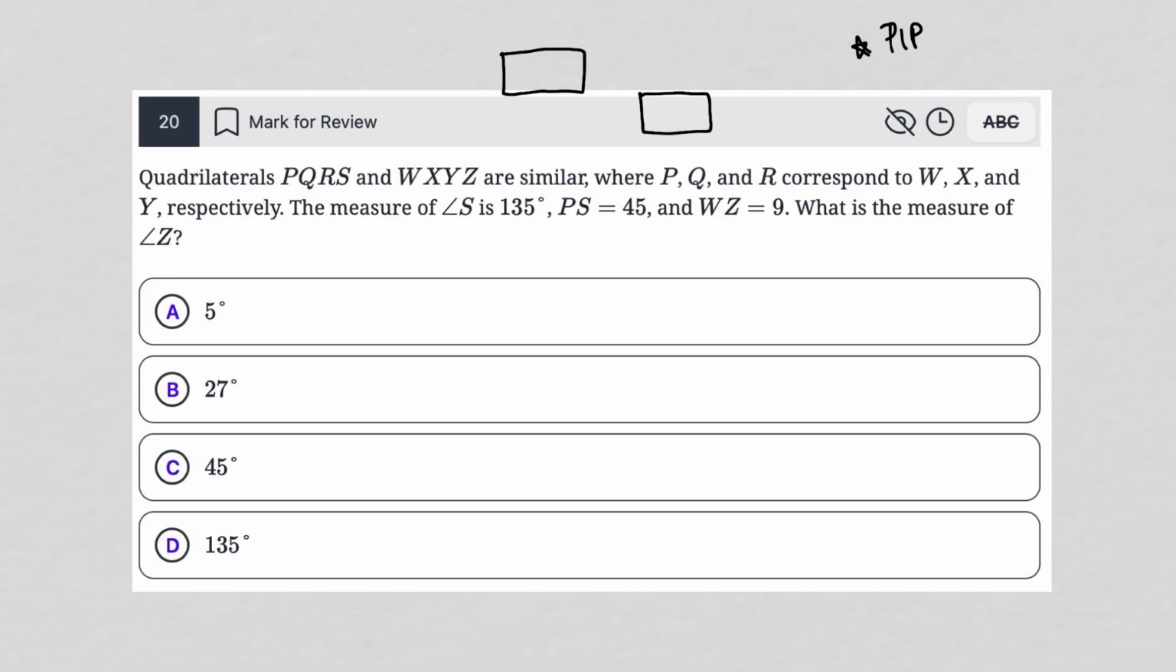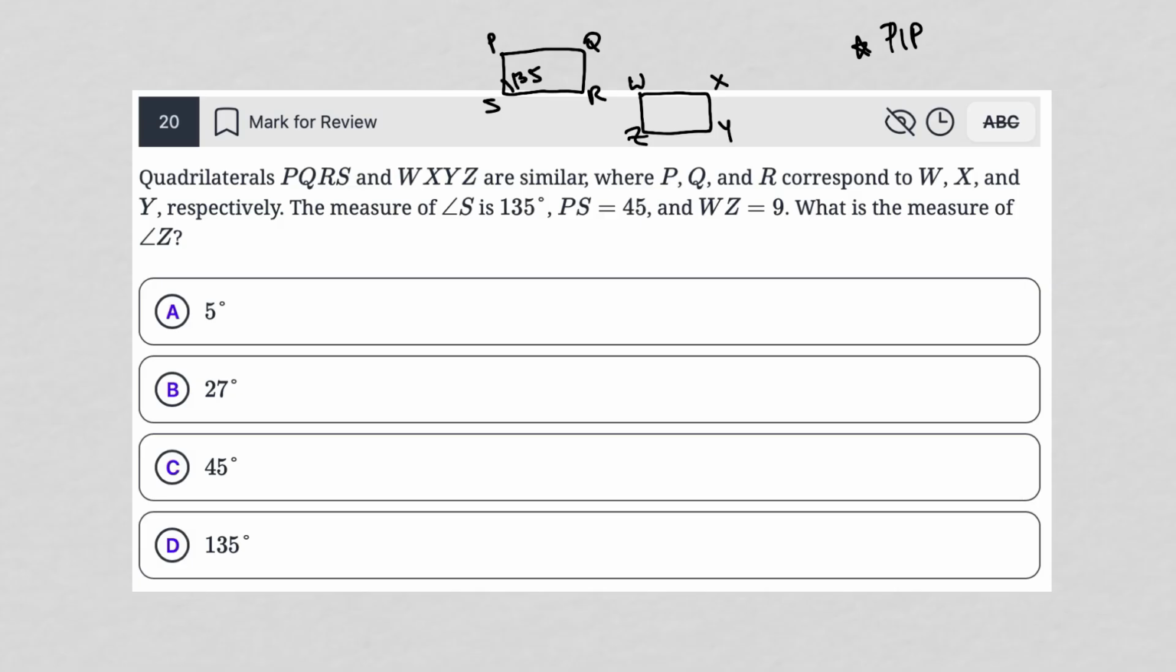So quadrilateral PQRS, going to go around in that way, and WXYZ, going to go around and label it the exact same order, are similar, where P, Q, and R correspond to W, X, and Y, which we see. The measure of angle S is 135. All right, so obviously it's not a rectangle because those angles would be 90 degrees, but we can maybe still get away with this.